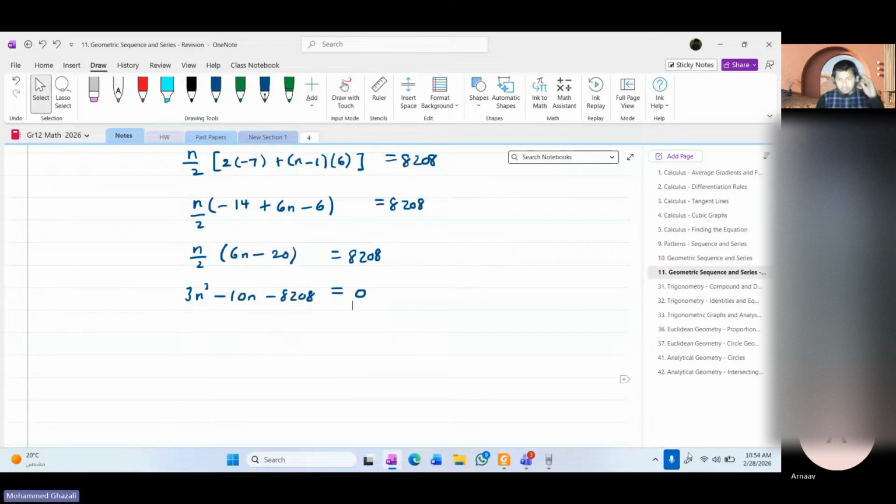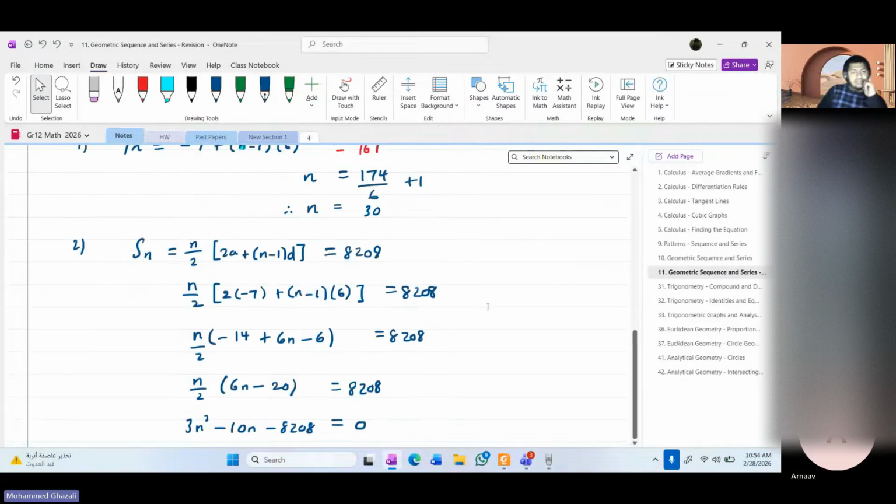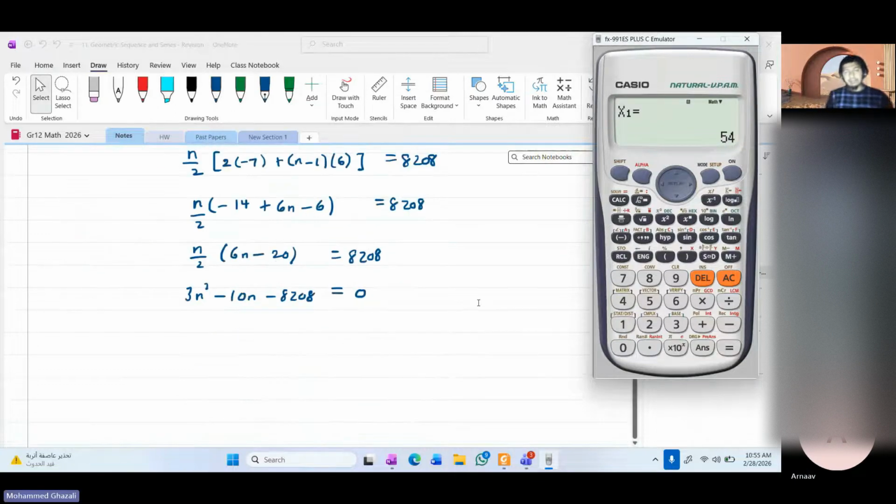All right, so let's do mode 5.4. Mode 5.4. So we have 3, negative 10, 8208. Why are we getting these fancy answers? Did I put negative 8208? Supposed to be putting, yeah, negative 8208. Okay, so we get 54.